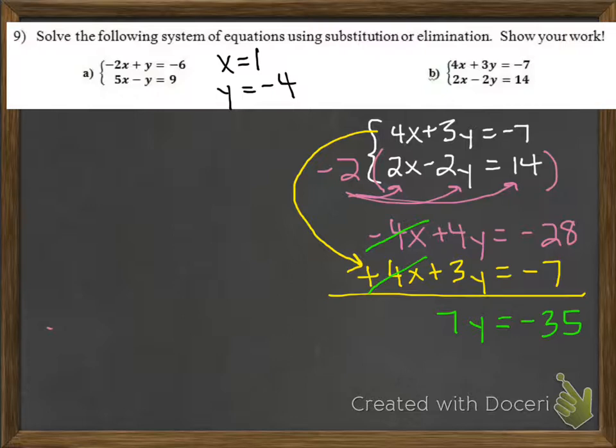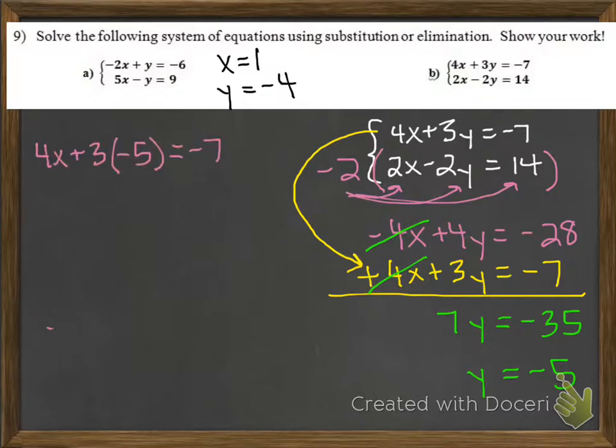Then there's just one more step to solve for y. I have to divide both sides by 7. That gives me y is equal to negative 5. Now I need to take that negative 5 and plug it back into one of the rules for y so that I can solve for the matching x value. I'm going to plug it back into the first rule.